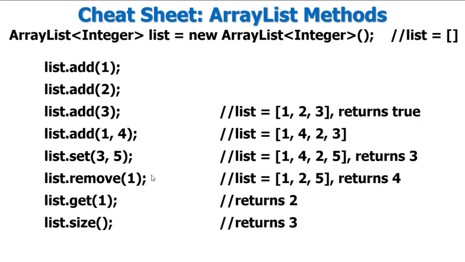If I go list.remove(1), that's going to remove whatever is at the first index. So 0, 1, that'd be the 4. Notice the 4 is missing here. Everything else got shifted over. And stuff we've been using, list.get(1), that's going to return whatever's at the first index, the 2 in this case. list.size returns the number of elements in the list. Stuff we've been using.